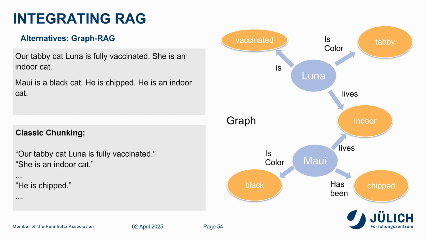For a short example of this graph RAG, say you have the example text here: our tabby cat Luna is fully vaccinated, she is, and so on. In classical chunking, where you, for example, split sentence by sentence, you have the problem that the pronouns cannot be linked anymore to the tabby cat Luna or the black cat Maui. You lose the semantic coherency in the text. Graph RAG has special logic that tries to identify entities and then link the attributes to these entities. Here you could, for example, easily search which of those cats are chipped. Result: only Maui has been chipped.